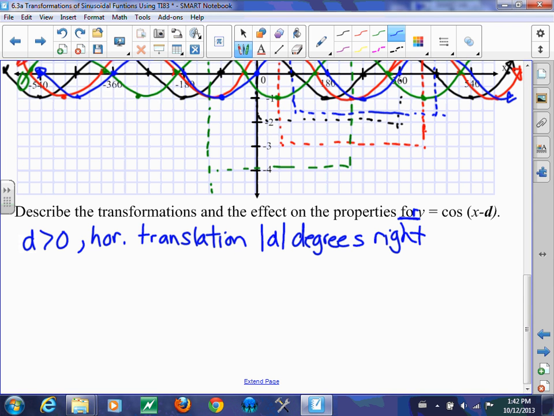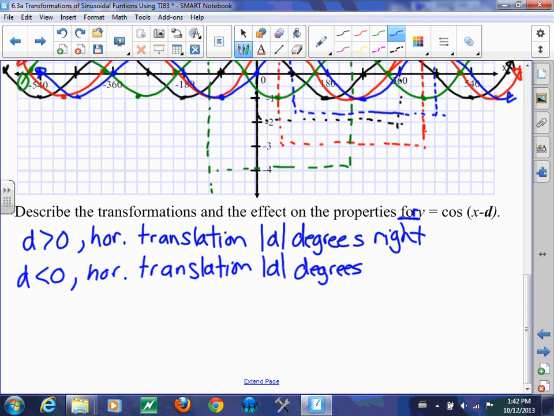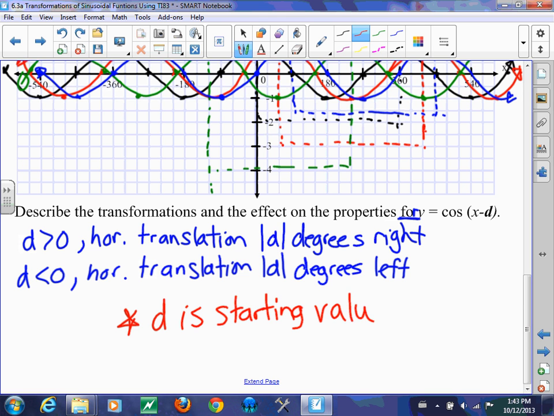If D is greater than 0, we've got a horizontal translation, degrees to the right. If D is less than 0, again, a horizontal translation to the left. That should be nothing new, but we're going by degrees this time. And the new thing, ladies and gentlemen, is that D is our start value. So D is the starting value. It tells us where to start drawing our box. That's the key part that we need.